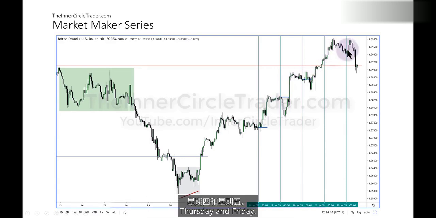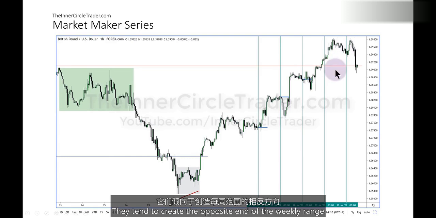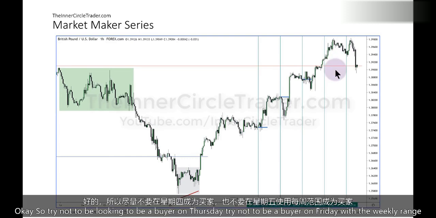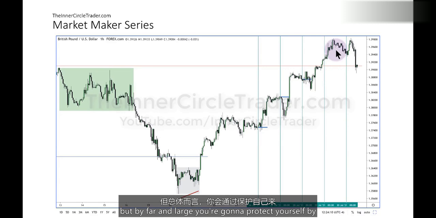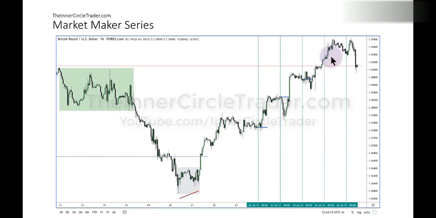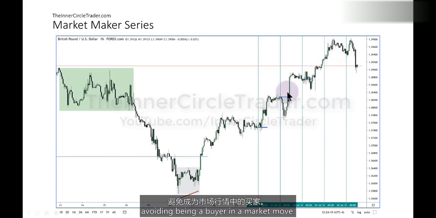Thursday and Friday, they tend to create the opposite end of the weekly range. Okay, so try not to be looking to be a buyer on Thursday. Try not to be a buyer on Friday with the weekly range expectation. If you do that, you're going to miss trades, yes. But by far and large, you're going to protect yourself by avoiding being a buyer in a market move that's already been moving.